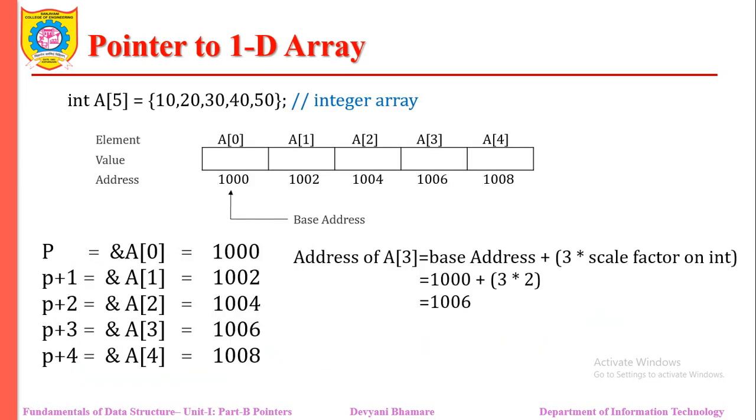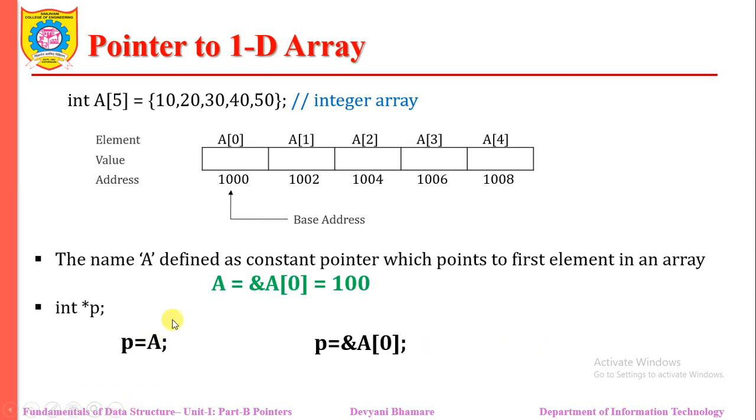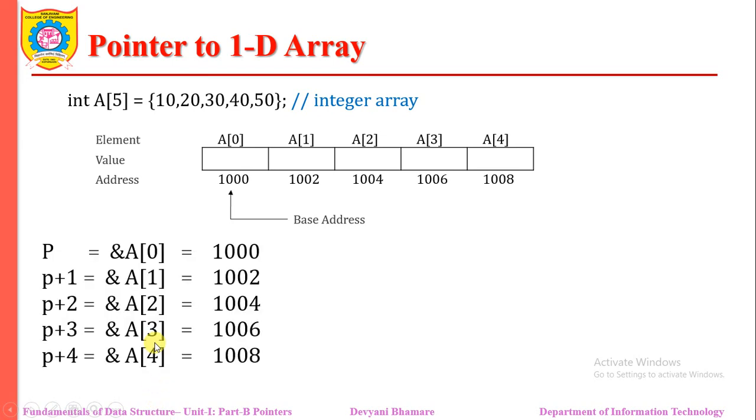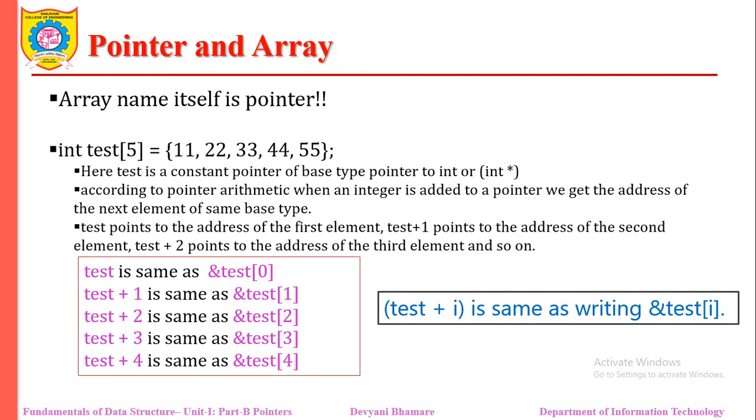Also here we have seen that a pointer is pointing to the array name. Does that mean that the array name itself is a pointer? Yes. The array name can work as a pointer. That's why we are saying the array name itself is a pointer.